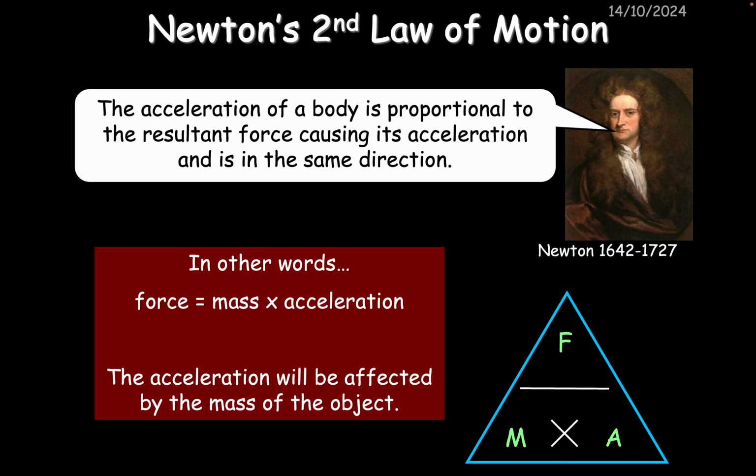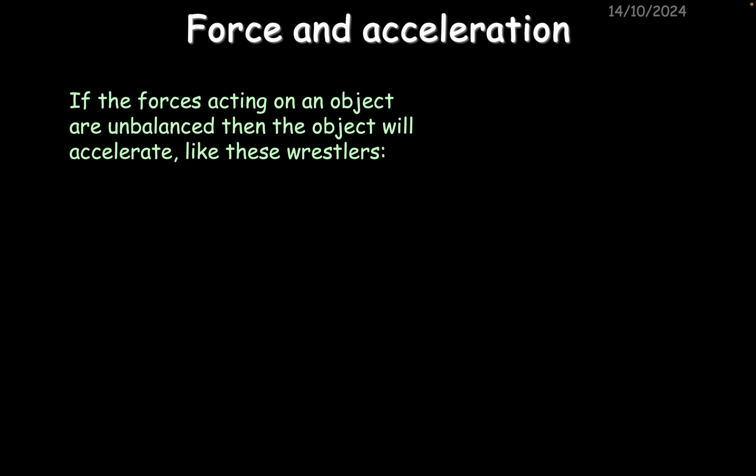And you can put this in a triangle where F is in newtons, M must be in kilograms, and A will be in meters per second squared. Okay? So make sure you've got notes on all this, and I think there is another video which explains all the equations. If you look in the playlist for GCSE, you'll find all the other videos.